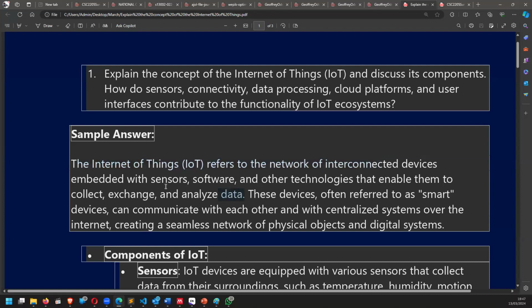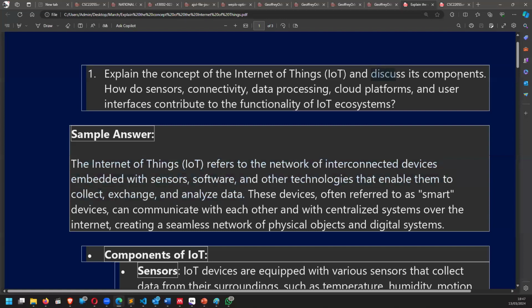Of course, the definition stops here. That refers to a network of interconnected devices embedded with sensors, software, and other technologies that enable them to collect, exchange, and analyze data. Now, that is how you define it.